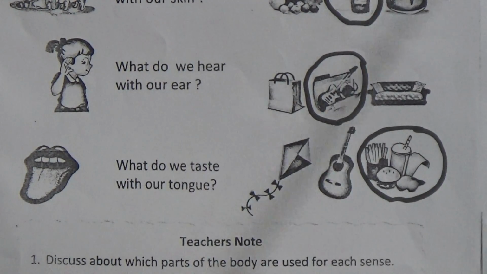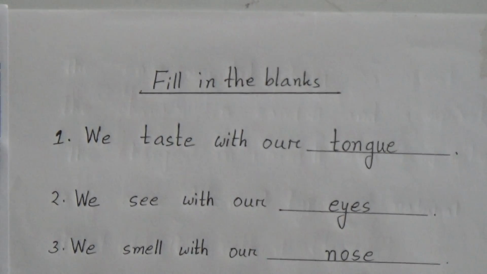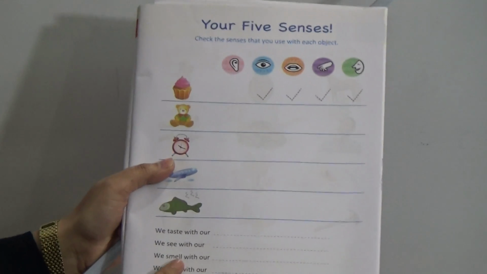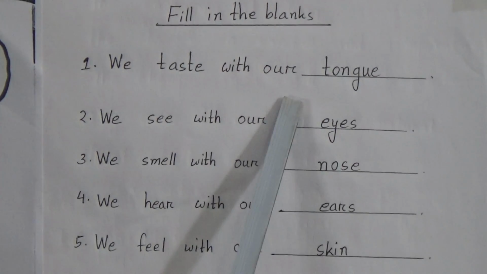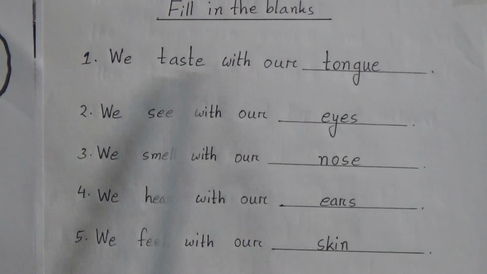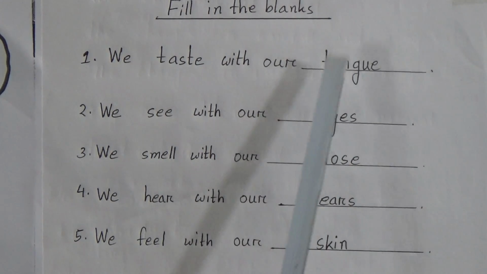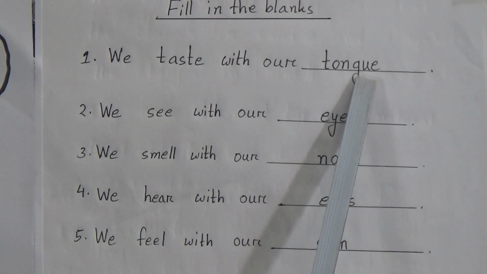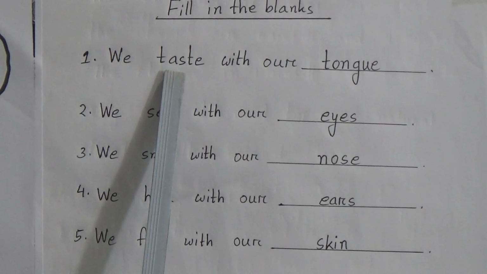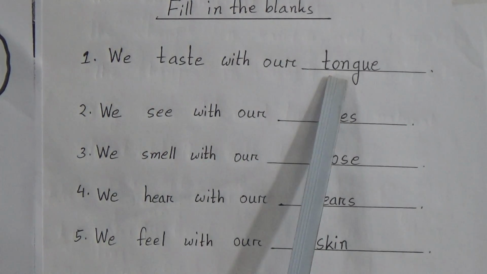Now, fill in the blanks. Go to the next page, page number 9. Here are some fill in the blanks. Today we will do these fill in the blanks. Number one: we taste with our dash. Answer is tongue. T-O-N-G-U-E, tongue. We taste with our tongue.